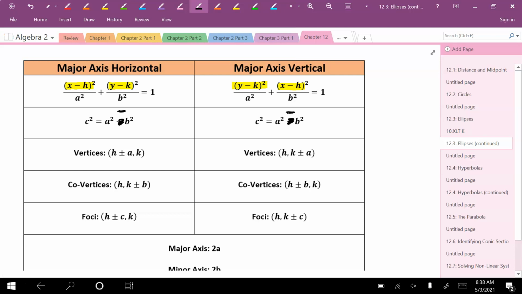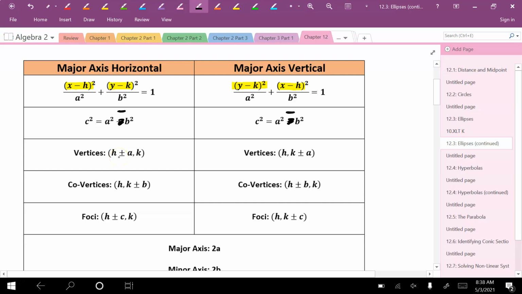So we find c squared the same way. We're going to take a squared minus b squared. We'll have to square root that number to get just our regular c. And then if you look at your vertices, co-vertices, and your foci, when you're dealing with a specific x or y value, depending on if you're on the left side or the right side of the chart, you will have to take that new center into consideration.